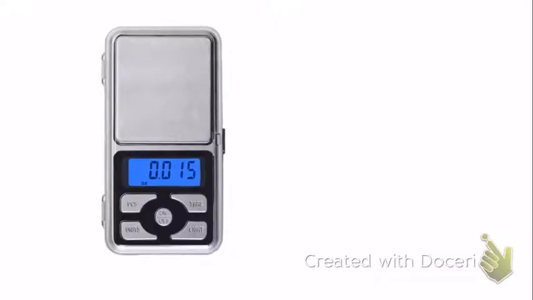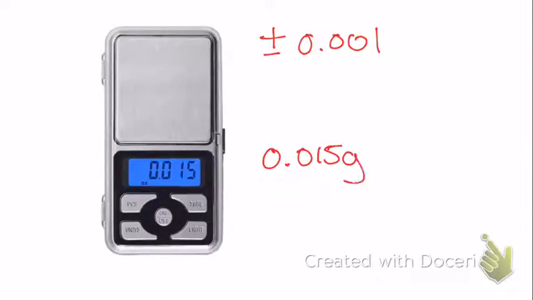All right, so let's say we have a digital balance here. If the manufacturer says that the uncertainty is plus or minus 0.001, then according to our balance, we would record our data to 0.015 grams. That would be the mass of whatever object was sitting on this balance. And then you would indicate the random error as plus or minus 0.001. Okay, now I want to point out a few things.